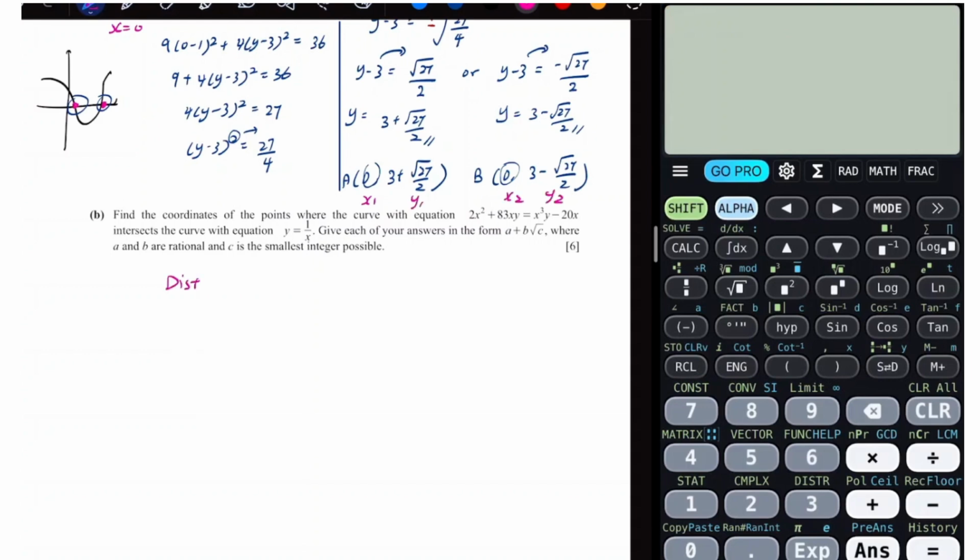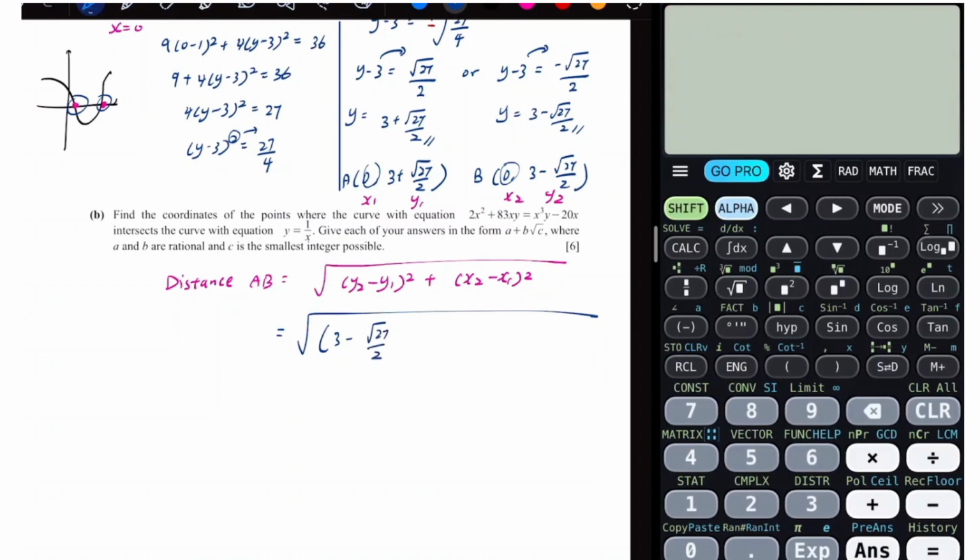So distance AB will be equivalent to the square root of (y2 minus y1) squared plus (x2 minus x1) squared. So how do we do this? Close up the bracket. Y2, that will be 3 minus 27 over 2, put the bracket to be safe, then square both sides. We can pretty much ignore the 0 because the x is going to be 0 anyway.